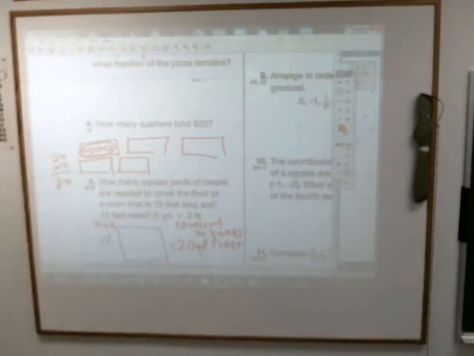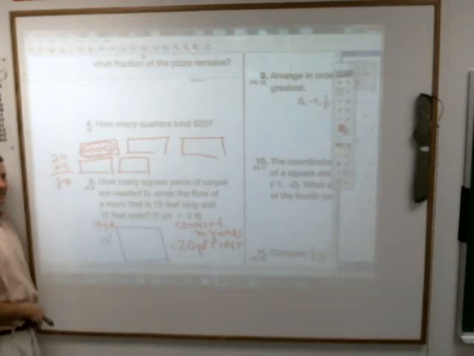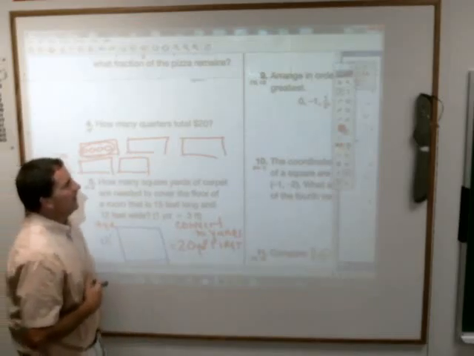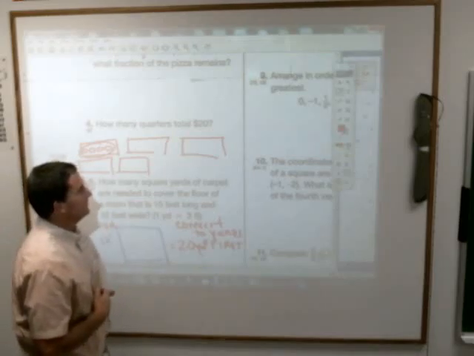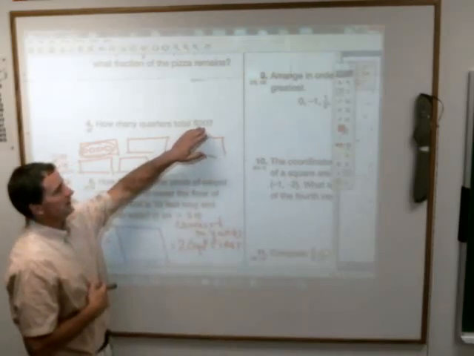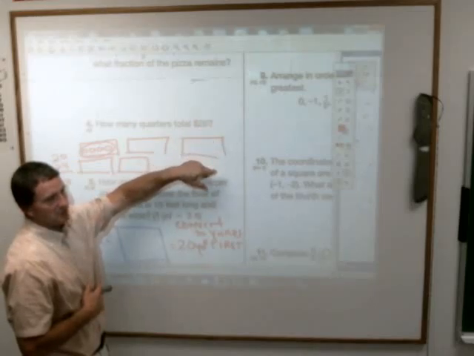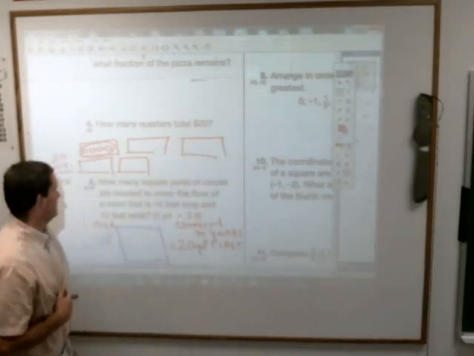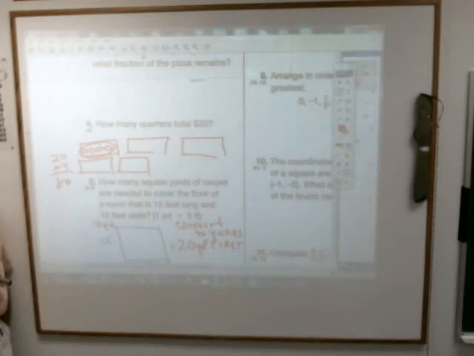What did you get for an answer? I got 500. 500 because you multiplied 20 and 25. Well, the problem you had was that this was in dollars and you did quarters and cents, and that's going to give you a different sort of thing there.